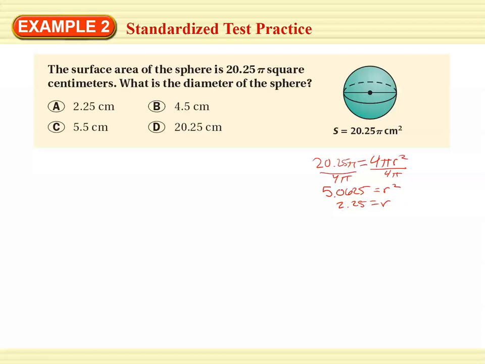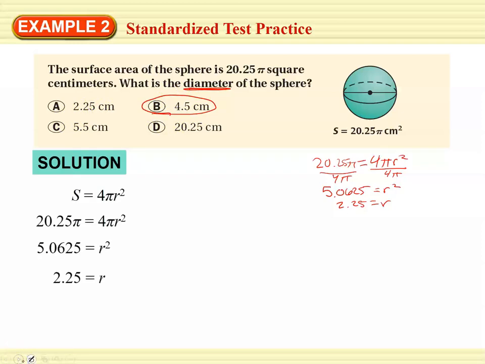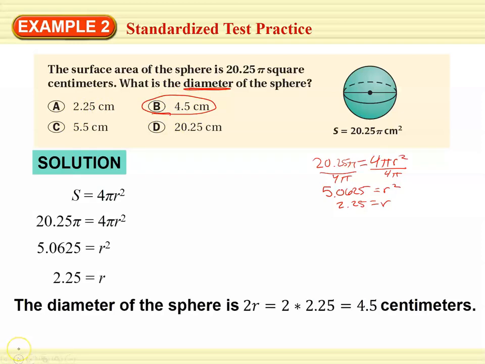Okay, now pay attention, we're asked to find the diameter. So 2.25 is an answer, but that's the radius, so it's not the correct answer. The diameter would therefore be 4.5, not 4.5 pi, excuse me. And it's centimeters, because it's the diameter, it's a distance.